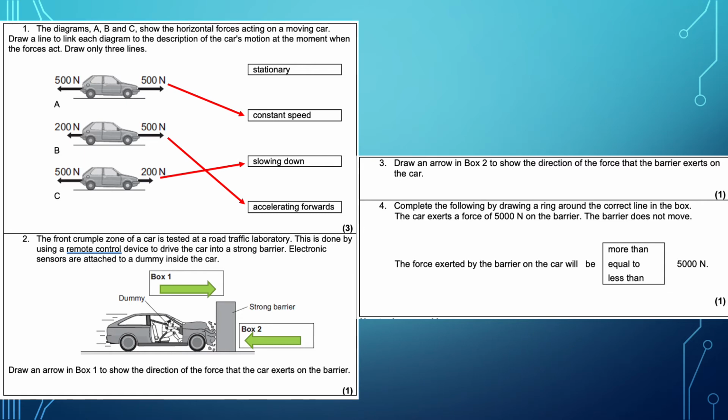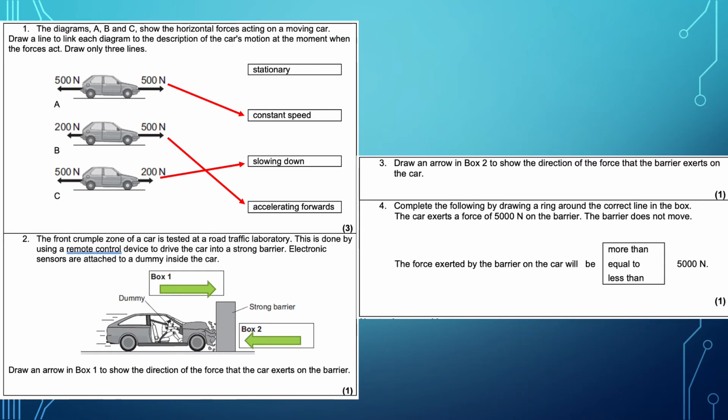Number 4, complete the following by drawing a ring around the correct line in the box. The car exerts a force of 5,000 newtons on the barrier, and the barrier does not move. The force exerted by the barrier on the car will be more than, equal to, or less than 5,000 newtons. So again, this is kind of carrying on from question 3.